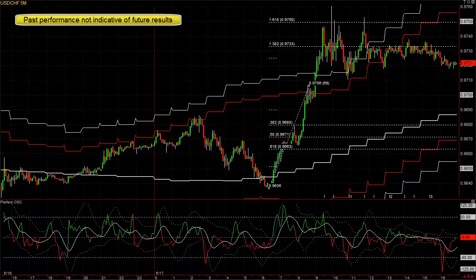You also have our perfect oscillator. Usually when price is above the 2.0 band and the perfect oscillator is at a +80 level, that's the end of the move. And you can see, it pretty much stalled out there and there.